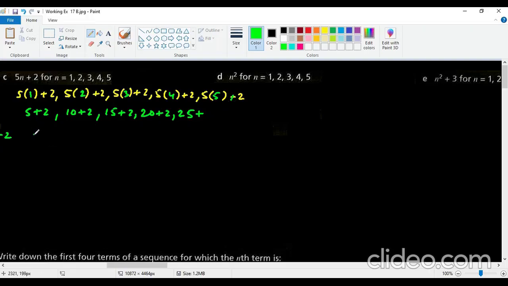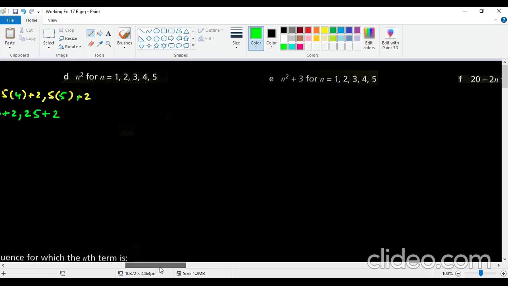So the first terms are going to give us 7, 12, 17, 22, and 27. So this is the sequence we need to find out. Now when it comes to question number D, n is going to be replaced by 1, 2, 3, 4, and 5, so 1 square, 2 square, 3 square, 4 square, and 5 square.